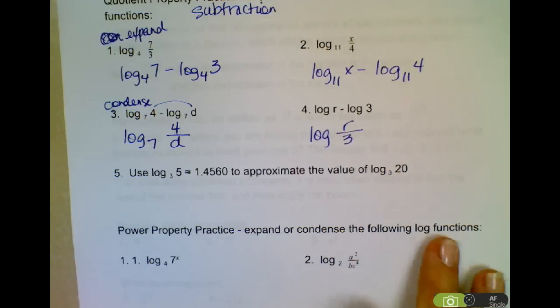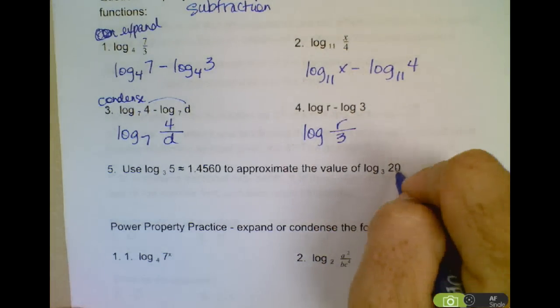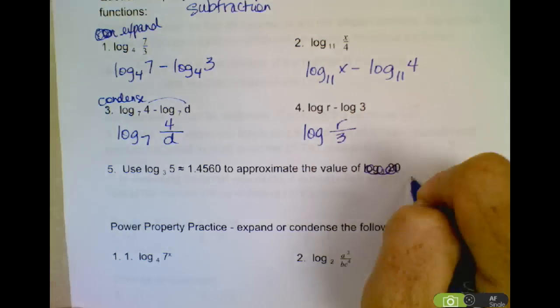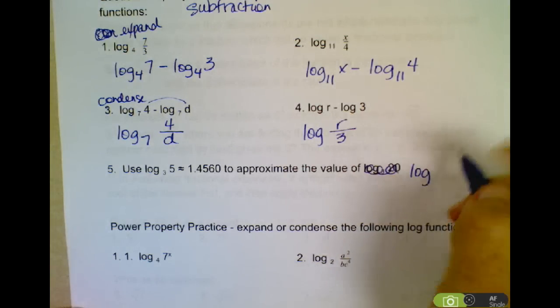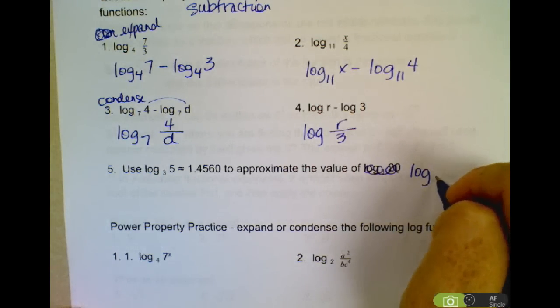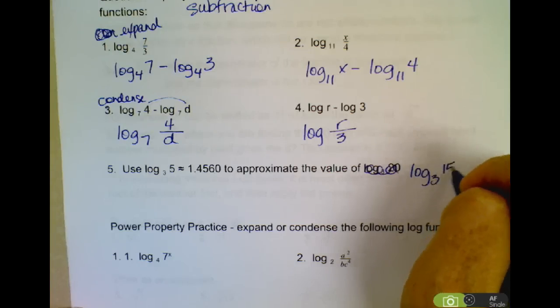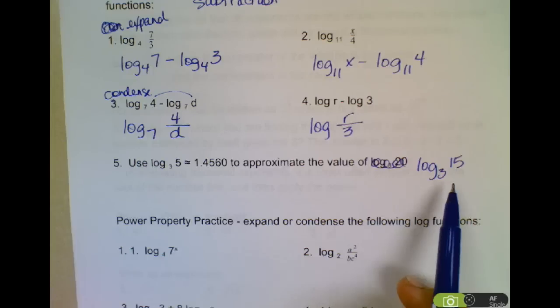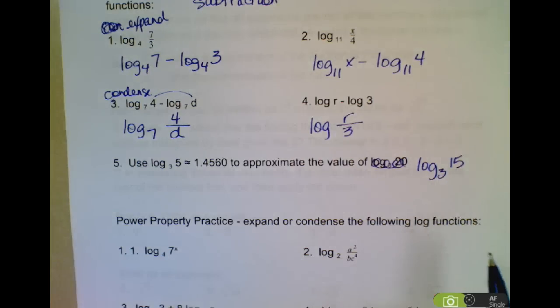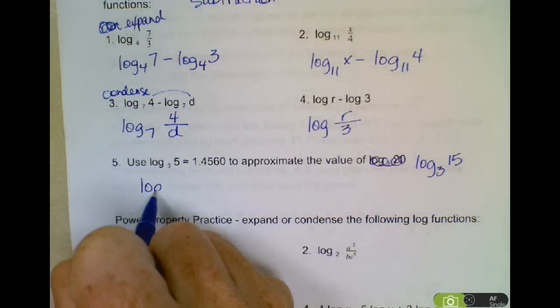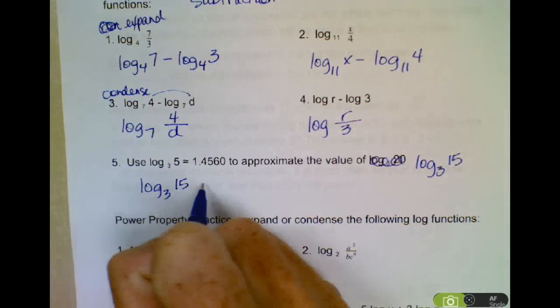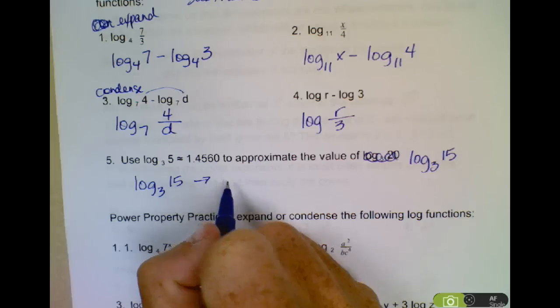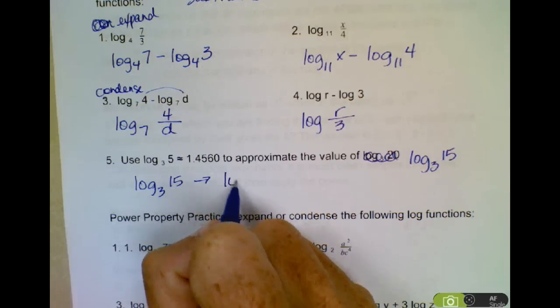Okay, on number 5, you need to correct your work. This should actually be log base 3 of 15. Okay. So, how can I write that as a quotient with maybe numbers over here that might help me? So log of 15 divided by 3, couldn't it?